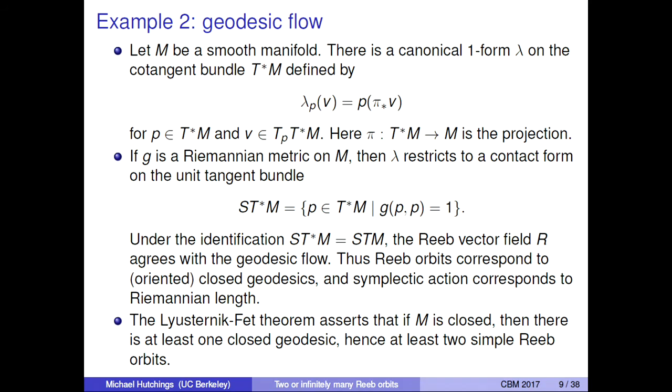You have to choose a direction. If you go the other direction, that's a different Reeb orbit. And the symplectic action is the same as the Riemannian length. And it's an old theorem of Lusternik and Fet that if you have a compact Riemannian manifold, there's at least one closed geodesic. Of course, there are many newer theorems giving more geodesics.